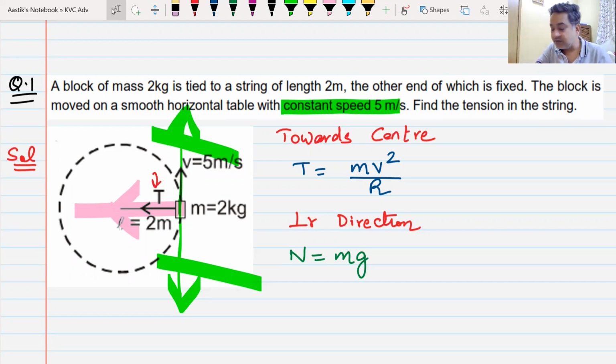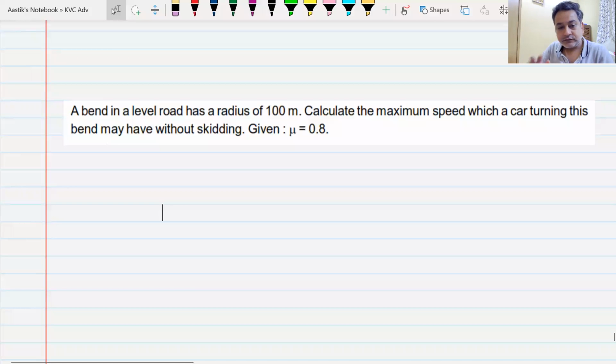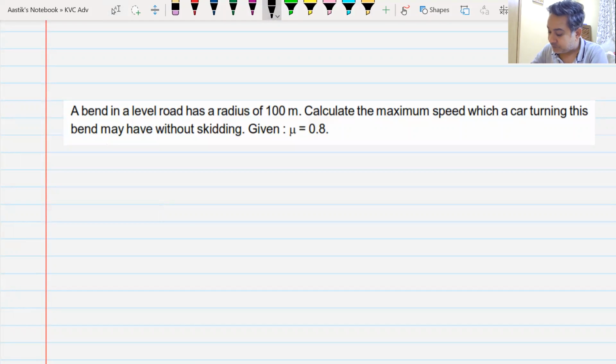Remember, this is a small question based on this. So do it quickly and stay happy. These are favorite questions for JEE. They give this question in some way or the other.